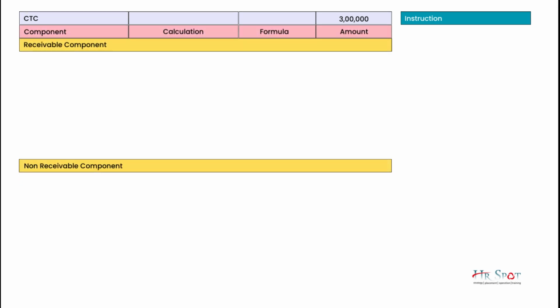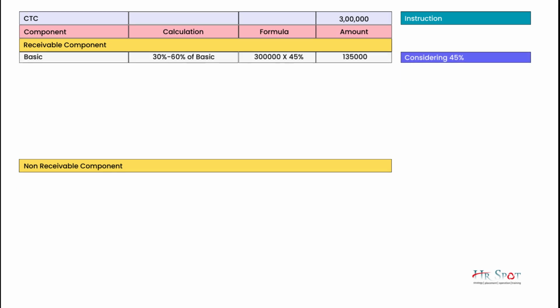Let us see one more example, and in this case I am considering the total CTC as 3 lakhs. So as per the last calculation, we have already seen the structuring. We are going to take all the same components. So basic in this example I have considered as 45%. So 45% of 3 lakhs, that is 1,35,000. In case of HRA, we are considering this work location as a non-metro. So we have taken 40% of basic.